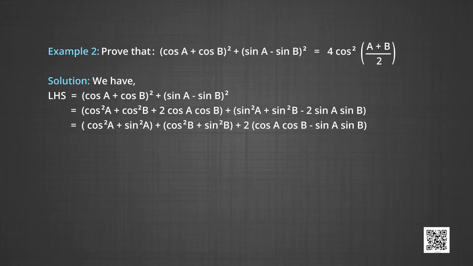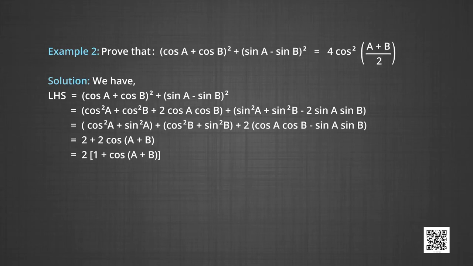Now, we combine cos square A plus sin square A plus cos square B plus sin square B plus twice of (cos A cos B minus sin A sin B). Cos square A plus sin square A will be replaced by 1. Cos square B plus sin square B will again be replaced by 1 and cos A cos B minus sin A sin B will be replaced by its formula cos of (A plus B). So, our left hand side now is 2 plus 2 times cos of (A plus B).